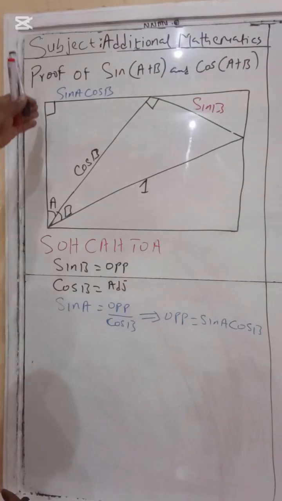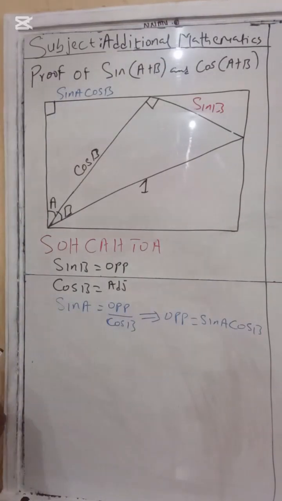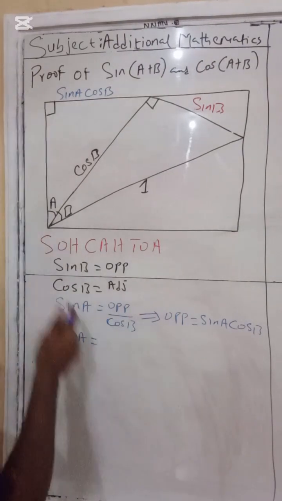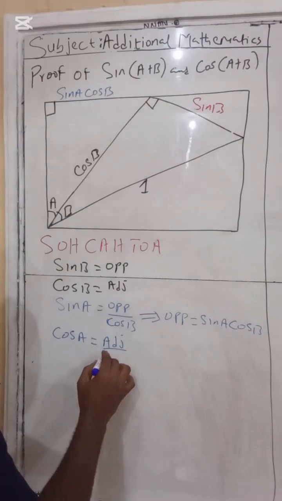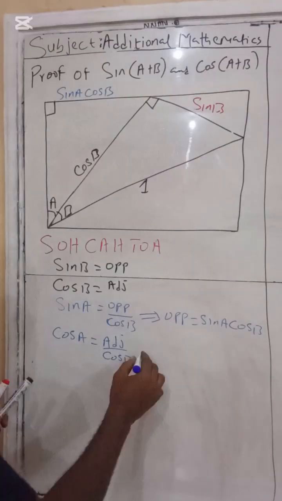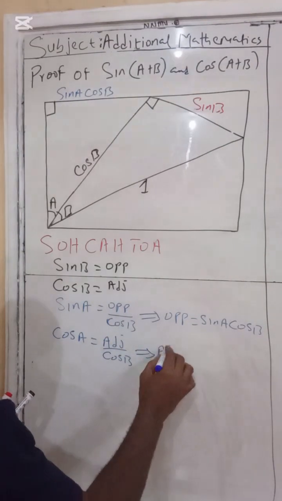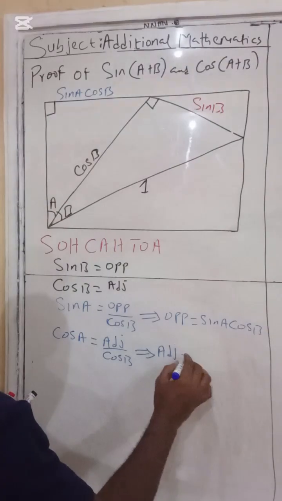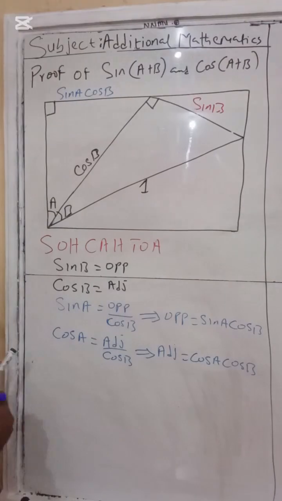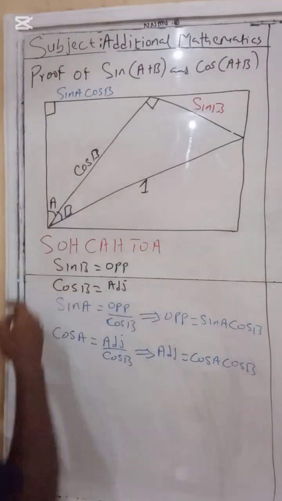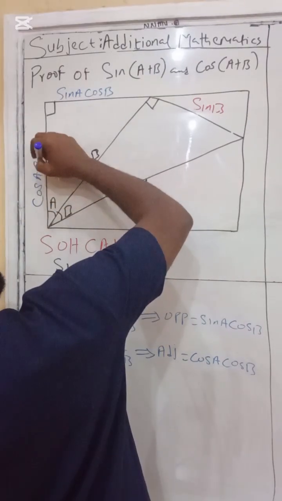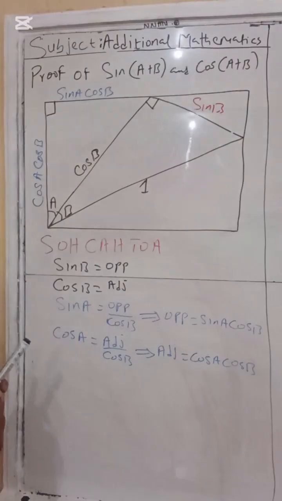The same thing is applicable. Let us find this adjacent. We're going to use cos A, which is equal to adjacent over hypotenuse. And hypotenuse remains cos B. So when you make adjacent the subject of formula here, adjacent is equal to cos A cos B. So we're going to label here cos A cos B. Okay, so we've gotten that side.